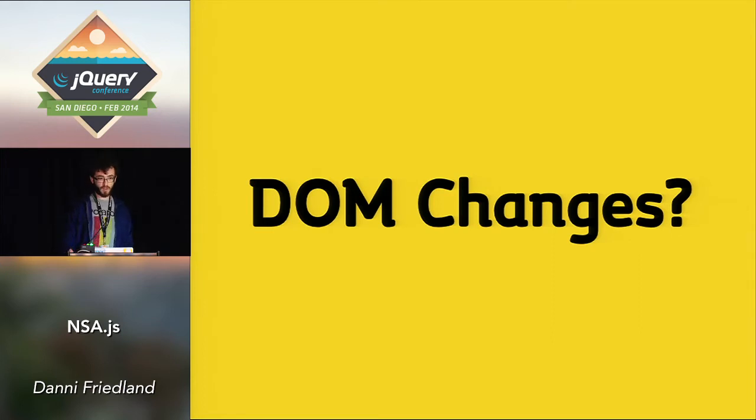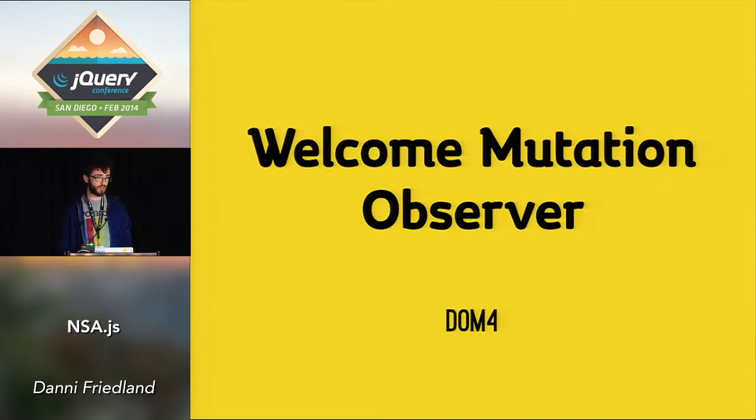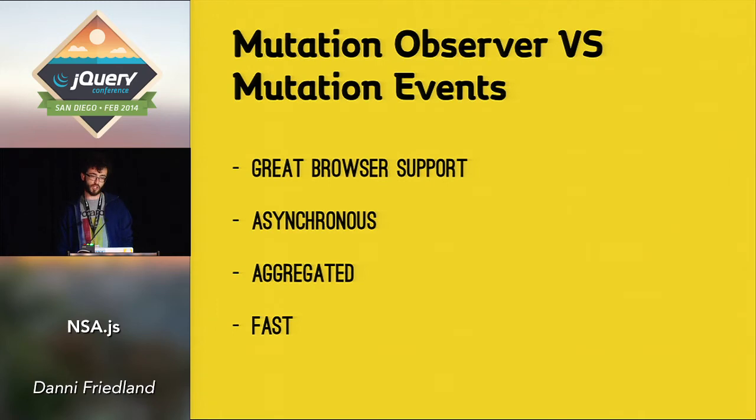But the other way to do it is using a cool, sort of new, API called Mutation Observers. So Mutation Observers were introduced in the DOM level 4 specification, and they came to basically replace mutation events. So anyone here heard of mutation events, used mutation events? Cool, so two, I think, or three.